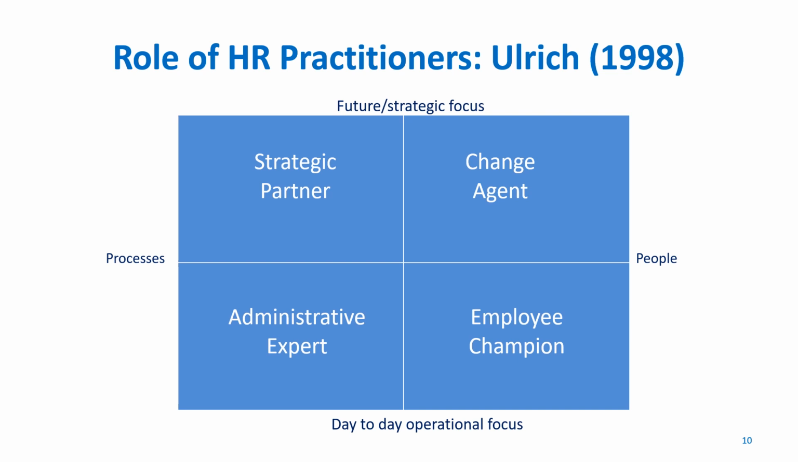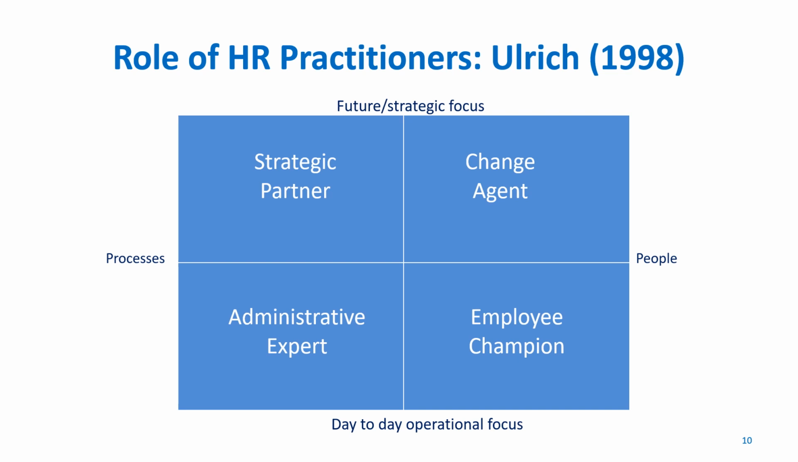And if you look at this particular model, you can see that on the top of this square, we've got the roles that have a future or strategic focus, which are strategic partner and change agent. And on the bottom, we have the roles that have a day-to-day operational focus, which are admin expert and employee champion. But if you look on the vertical sides of this square, you can see that it's also classified this model according to processes.